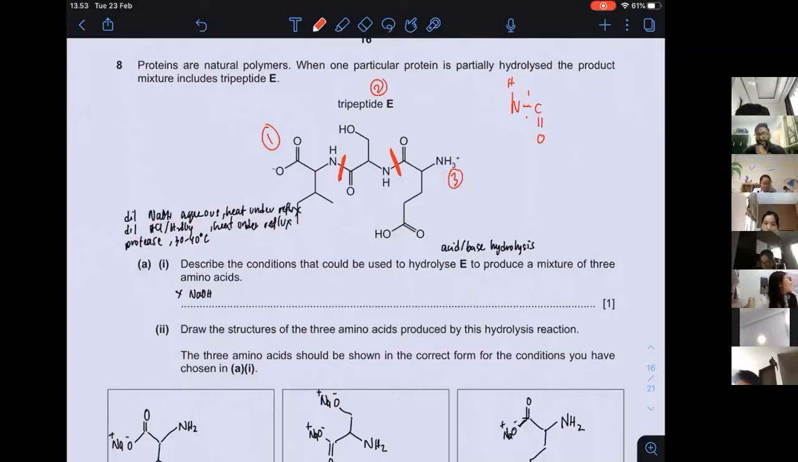In order to break the peptide bond, this bond can be broken based on three conditions. But out of these 3 conditions, please remember we didn't focus on this condition. I'll make it bigger. So this one is called hydrolysis. This hydrolysis can happen in either acidic condition, or they can also happen in alkaline condition.